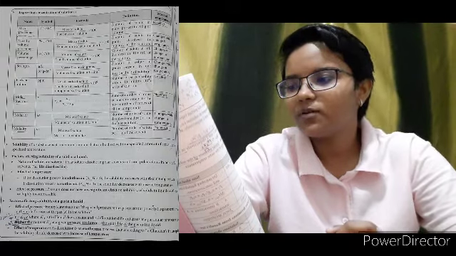Parts per million, ppm. Number of parts of solute upon total number of parts of all components of solution into 10 to the power 6. Number of parts of solute present in million, 10 to the power 6, parts of solution. Temperature, no effect.